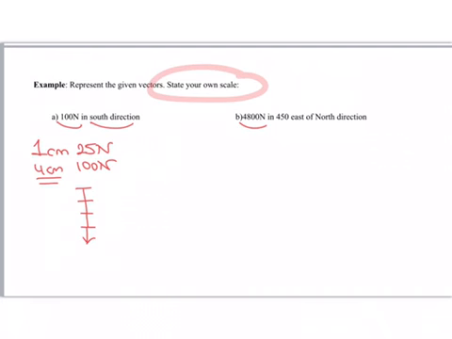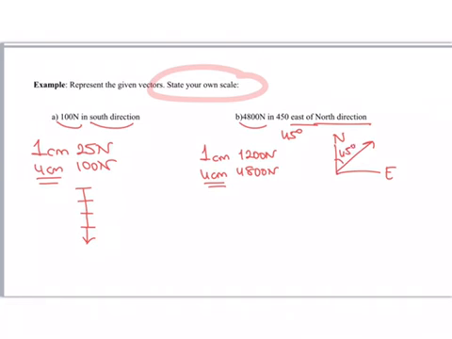4,800 Newton in 45 degrees east of north. So let's say 1 centimeter is 1200 Newton. So 4800 Newton will be represented by 4 centimeters. The direction is east of north. This is east, this is north. So east of north with an angle of 45 degrees will be in this direction. So I'm going to draw a 4 centimeter vector, making a 45 degree angle with the direction east.